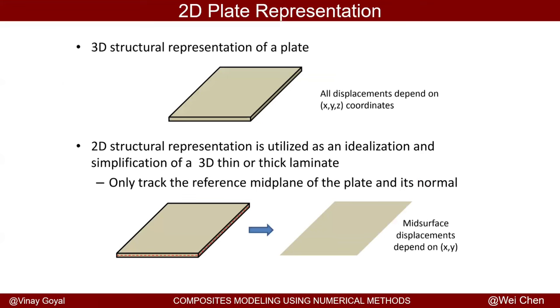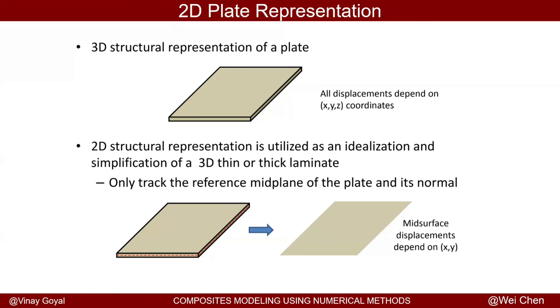Let's look at a 2D plate representation. What does that mean? So first, let's examine a 3D structural representation of a plate. This has coordinates x, y, and z, and it's a three-dimensional structure. But when you have structures that are thin in one direction, but long in the other two directions, you can represent this as a plate. For example, a fuselage is very thin in the thickness direction compared to the radius and the length. And so as a consequence, you can represent that as a plate. Not a flat plate, it could be curved, for example.